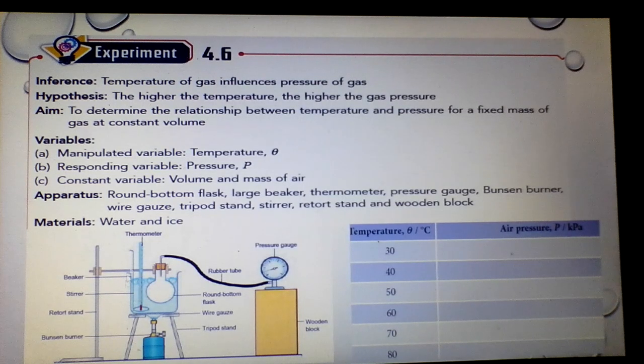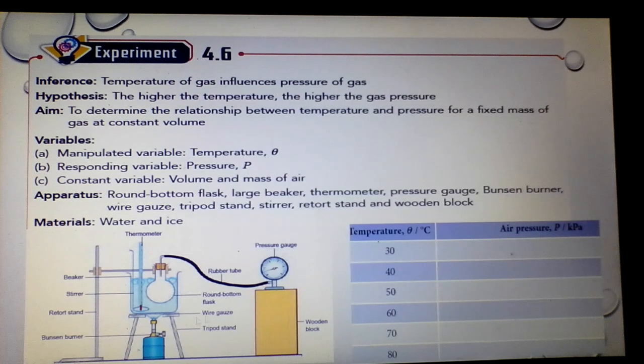So why do we put the thermometer outside, in the water? We assume that when we heat to a certain temperature, the temperature of the water is equal to the temperature of the air inside the round bottom flask, or thermal equilibrium is achieved. Now, how do we do the experiment? Just follow the procedure given. The stirrer must always stir the water to ensure heat is transferred throughout the water uniformly.